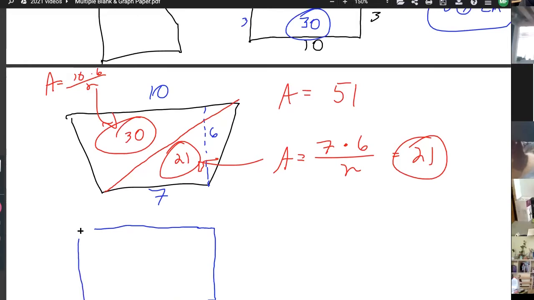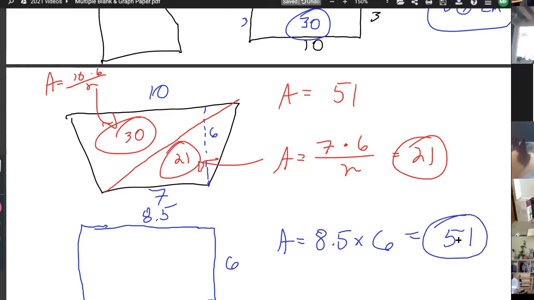Anybody know what halfway between 10 and 7 is? Let's see, that would be 8.5. Okay, so if I found the area of this, it would just be 8.5 times, oh yeah, times 6, right? Because that's just a rectangle. So guess what that equals?